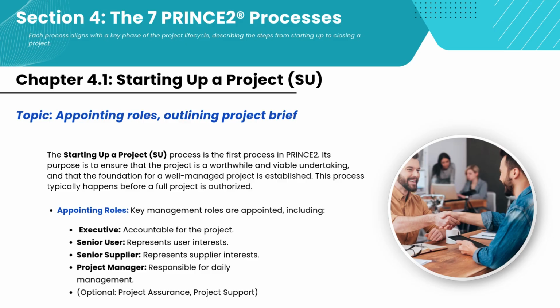Key activities include appointing important roles. Executive, accountable for the project's success. Senior user represents the user's interests. Senior supplier represents supplier interests. Project manager handles the day-to-day management. Optional, project assurance and project support. These provide oversight and assistance. This process happens before we authorize the project to start.